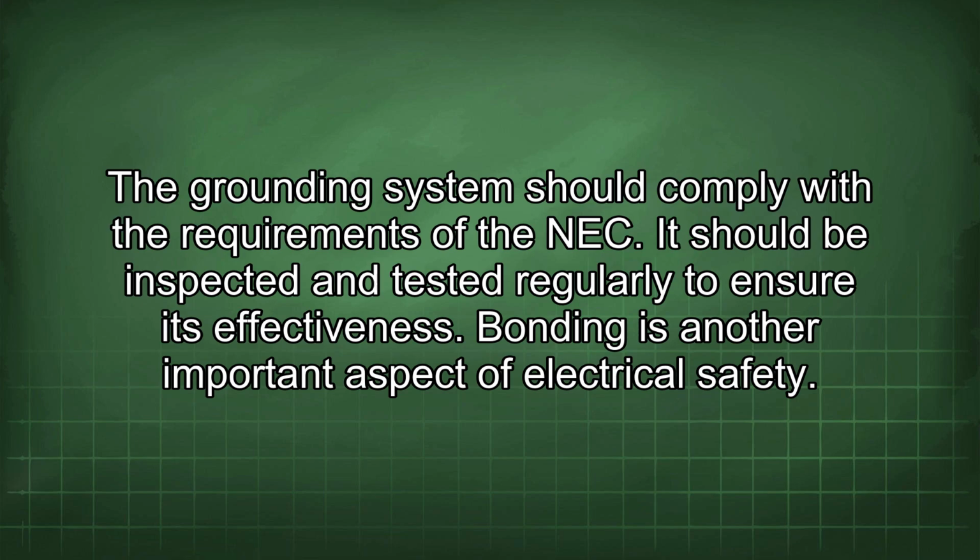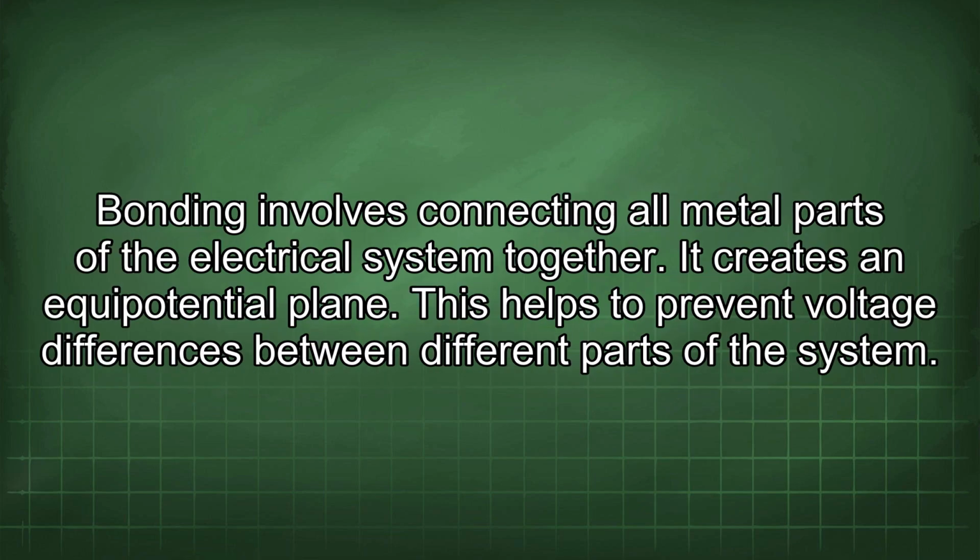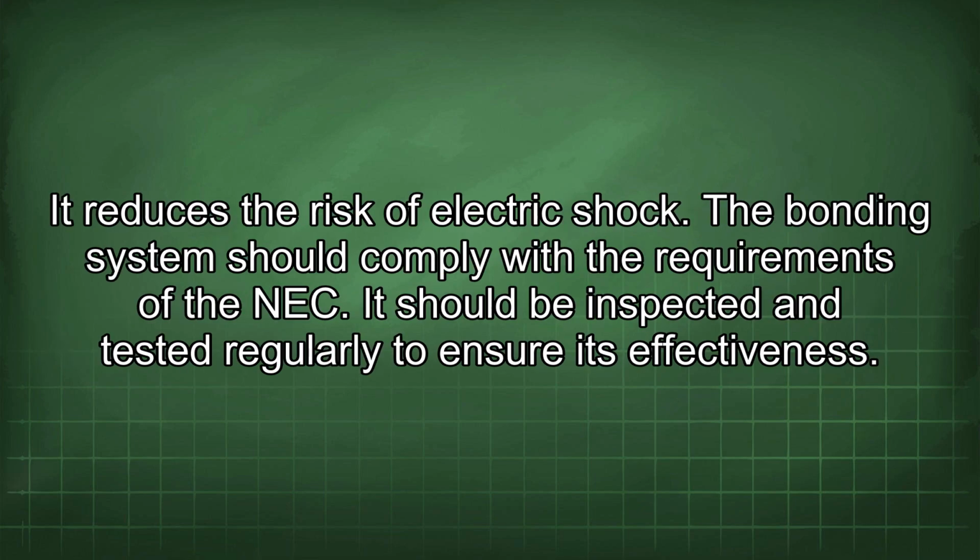Bonding is another important aspect of electrical safety. Bonding involves connecting all metal parts of the electrical system together. It creates an equipotential plane. This helps to prevent voltage differences between different parts of the system. It reduces the risk of electric shock. The bonding system should comply with the requirements of the NEC. It should be inspected and tested regularly to ensure its effectiveness.